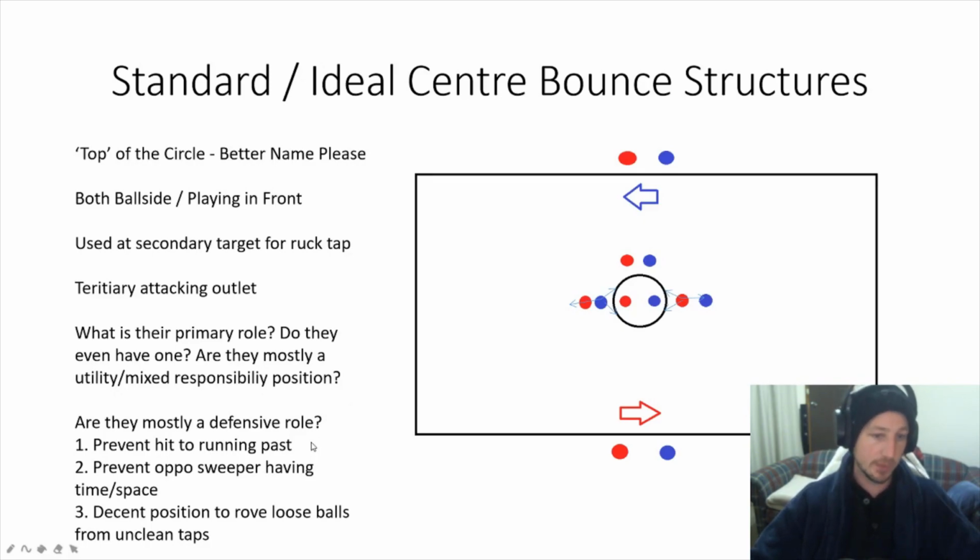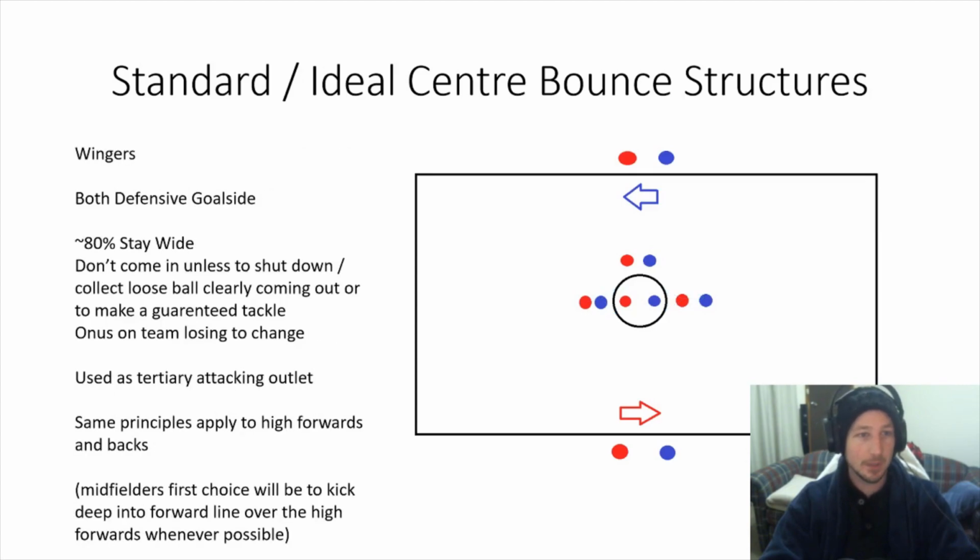So yeah, are they mostly a defensive role? Is their job to prevent the hit 2 running past them, to prevent the opposition sweeper having time and space, and also to be in a decent position to rove loose balls and maybe get free for a hand pass? So I've got my little arrows here, same side, sort of 3 directions, sort of demonstrates that. As I said, that's just the name that I'm calling it. I'm sure there's a better name for it, but I don't know. So if there is a better name, please educate me.